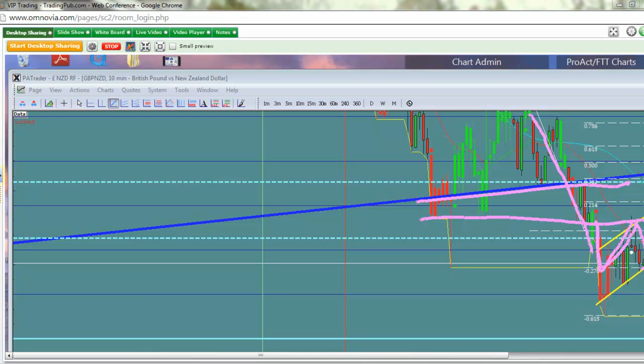What are we looking for? A break of this bear flag. If it breaks here, we know what the trade is. We can already see it. Here's my risk. Here's my first reward and my second reward. So I know I can make the trade.